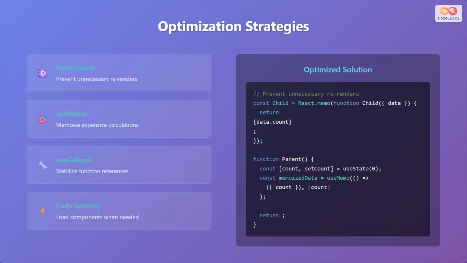Optimization strategies. You can improve React performance using React.memo to prevent unnecessary re-renders, useMemo to memoize expensive calculations, useCallback to stabilize function references, and code splitting to load components only when needed. Here's an optimized solution using React.memo and useMemo.